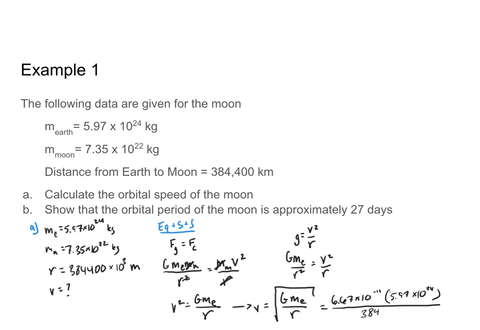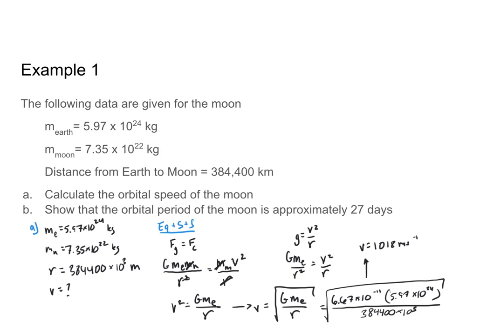So that's 384,400 kilometers, or 384,400 times 10 to the third meters. I'm going to take the square root of that whole big ugly thing. And when I do this, I'm going to draw a little arrow, I find that the velocity of the Moon is 1,018 meters per second, or 1,020 meters per second if I am putting this in proper sig figs.